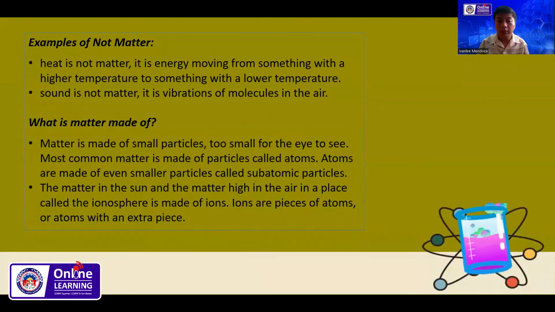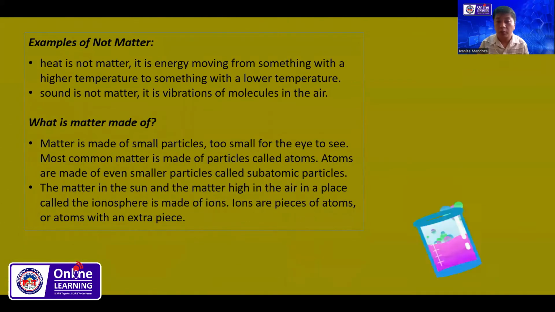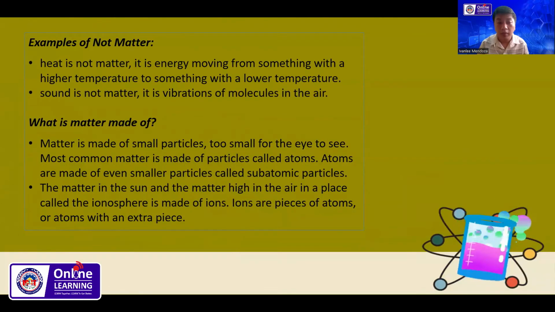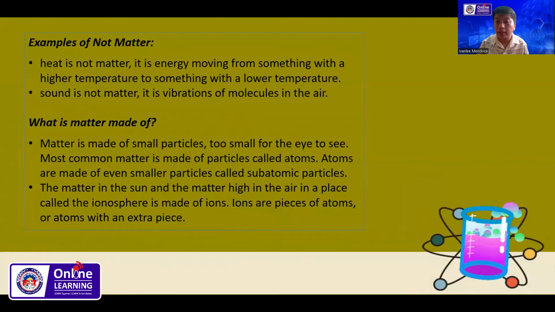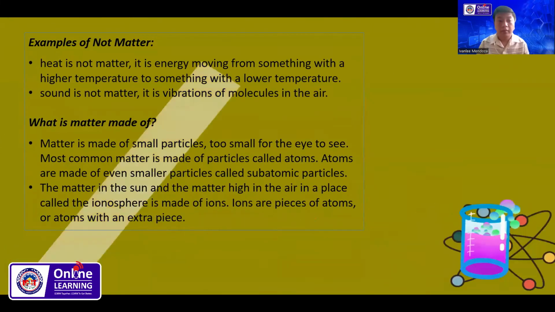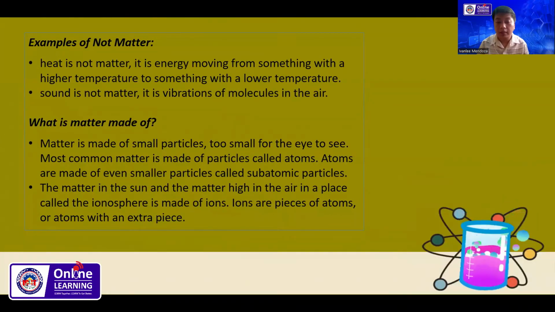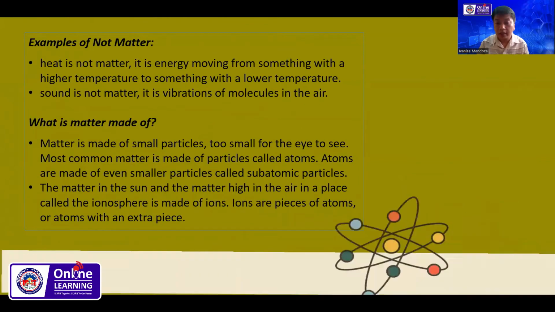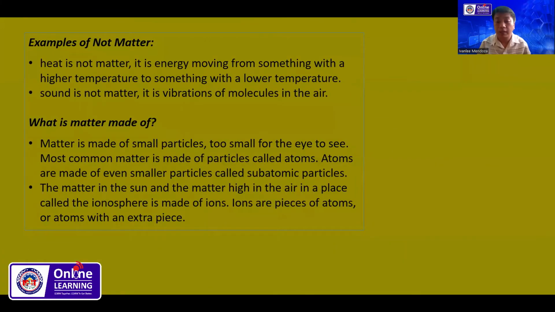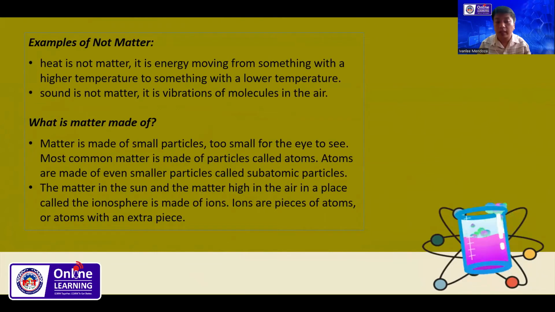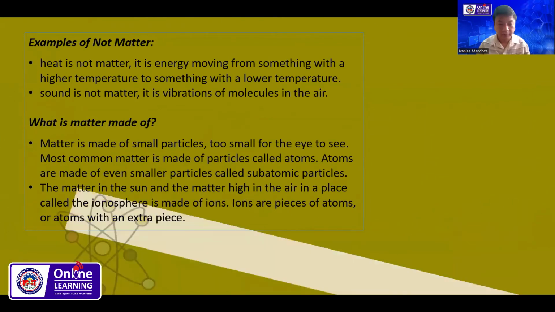Now, what is matter made of? Matter is made of small particles, too small for the eye to see. Most common matter is made of particles called atoms. Atoms are made of even smaller particles called subatomic particles. Then the matter in the sun and the matter high in the air in a place called the ionosphere is made of ions. Then ions are pieces of atoms or atoms with an extra piece.